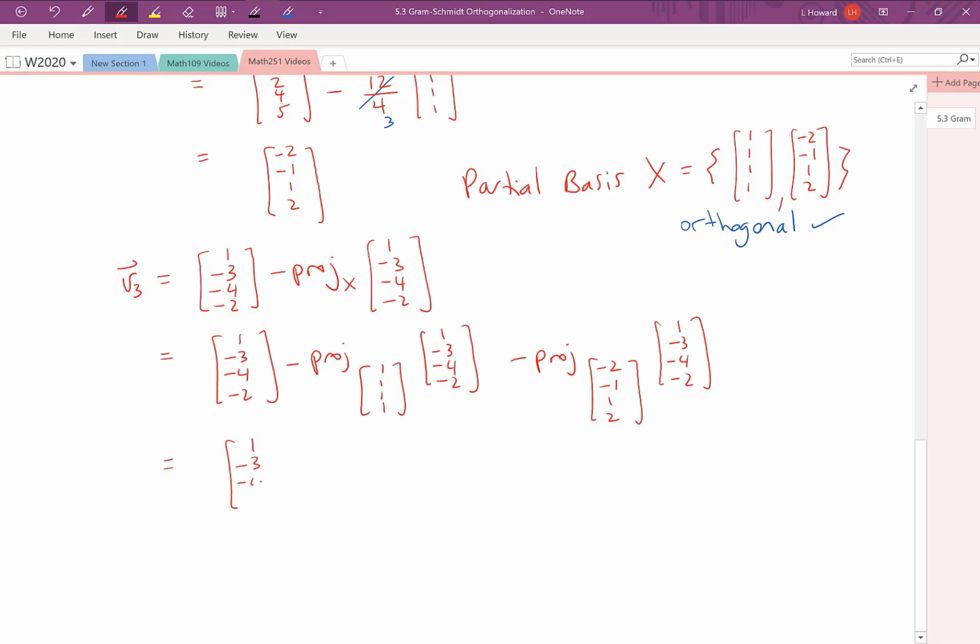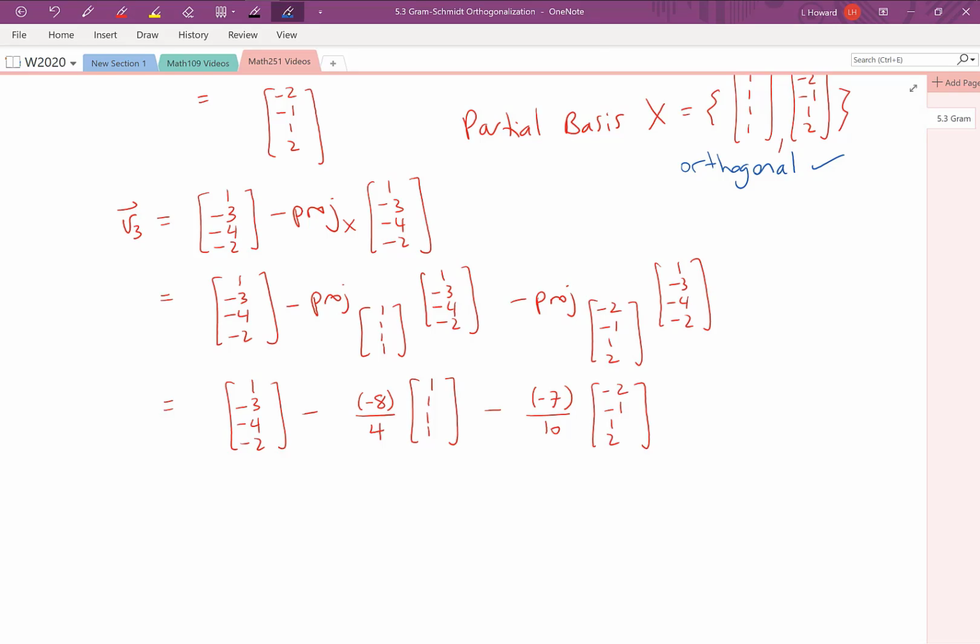So 1, minus 3, minus 4, minus 2, minus, okay, now we're going to do the projection onto 1, 1, 1, 1. So if we do our dot product, that's going to give us negative 8 divided by the length squared of what we're projecting onto, and times what we're projecting onto. And then minus, now we're working with our second basis vector. The dot product comes out to negative 7, divided by the length squared of this vector, negative 2, negative 1, 1, 2. So that's 10, and that's in the direction of what we're projecting onto.